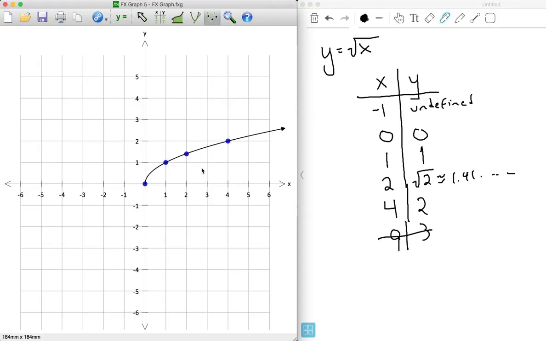Now, I should have said this with the last graph, but if you'd like, you could pause the video at any point and jot these down, put it on graph paper. You are going to need to be able to create these parent graphs on your own.